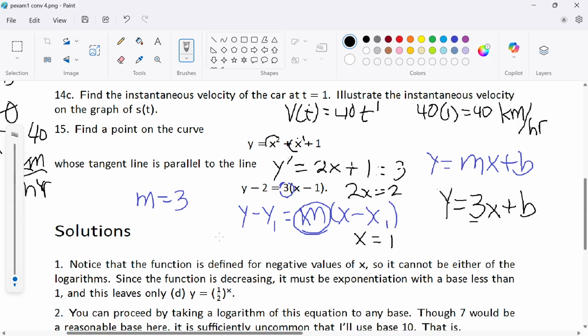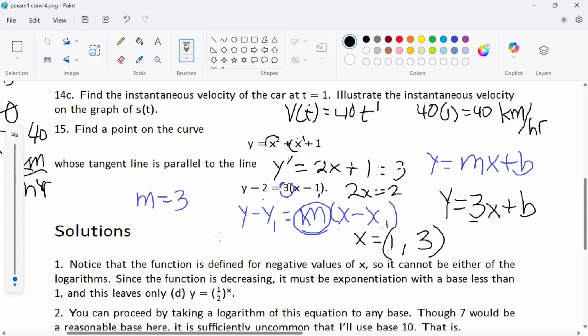So it says find a point on the curve. Well, let's see. I know the point is 1, 2, because it's right here. x minus x1, x1 is 1, and I found that x is 1. So minus 1, and so it's going to be 2. But I could just plug this 1 back into the original equation. Oh wait, it's 3. 1 squared plus 1 plus 1 equals 3. So the point is 1, 3.